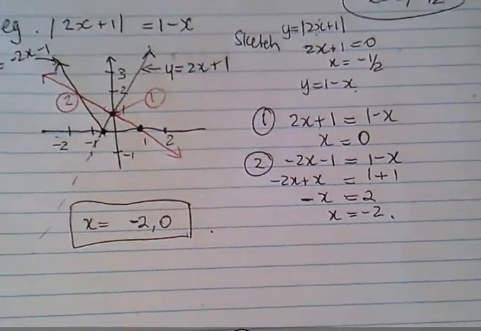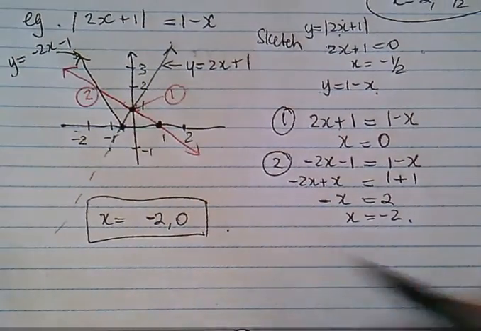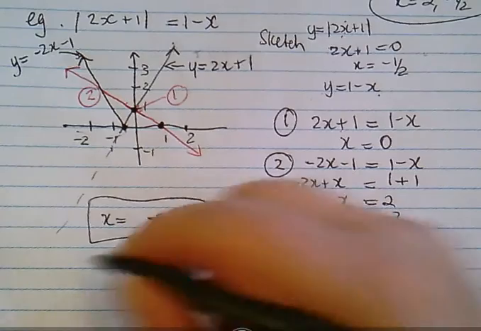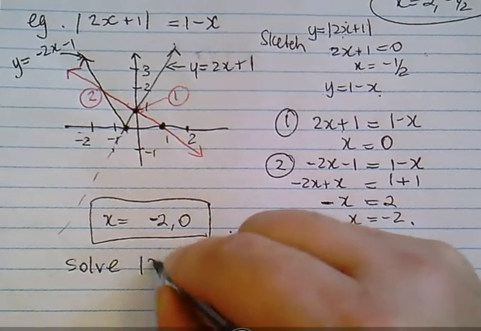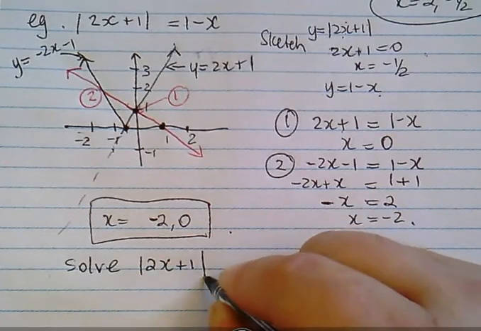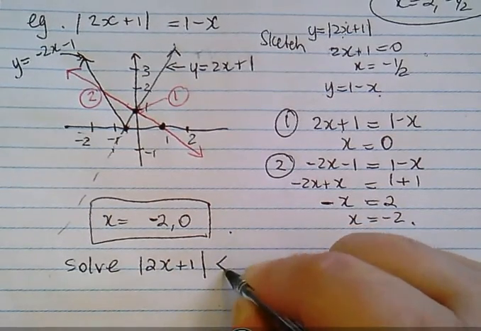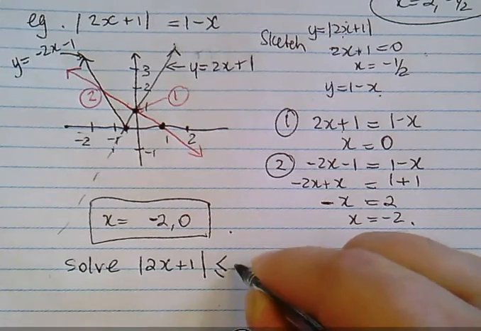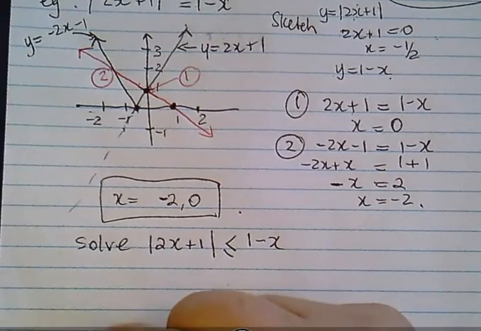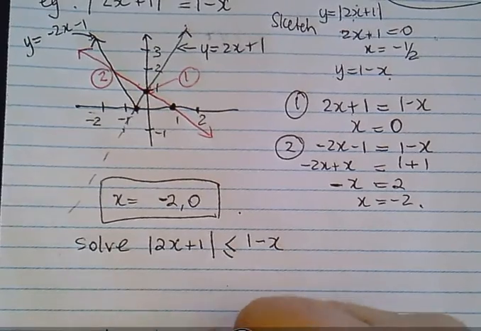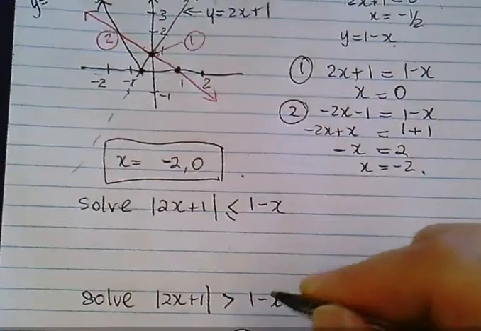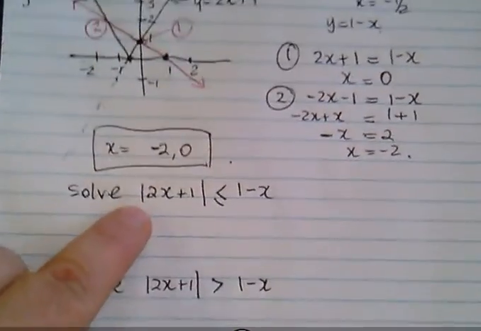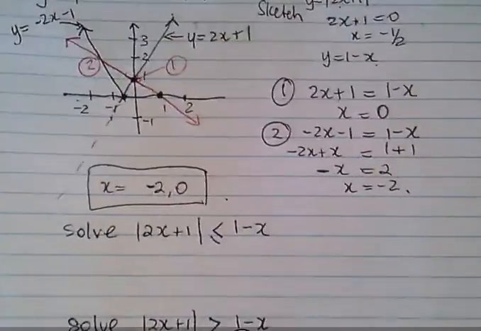You know how we know the points of intersection are negative 2 and 0? You could also be asked the following question. To solve absolute value of 2x plus 1 is less than or equal to 1 minus x, or I could ask you to solve absolute value of 2x plus 1 is greater than, let's say, 1 minus x. In this question we've been asked to solve absolute value of 2x plus 1 equals 1 minus x.